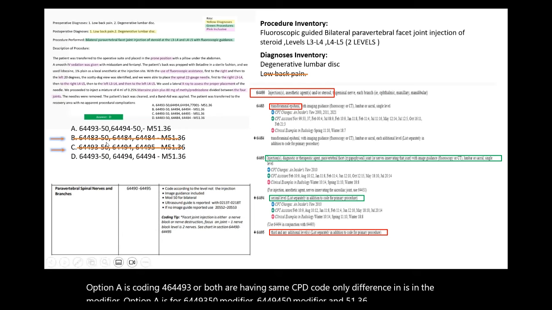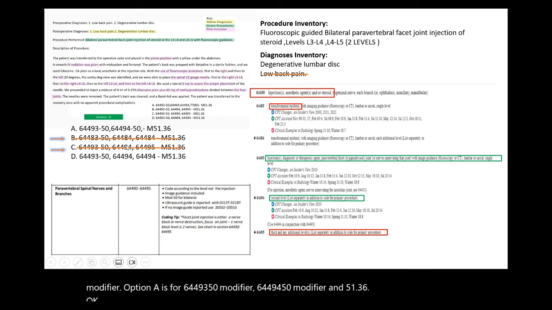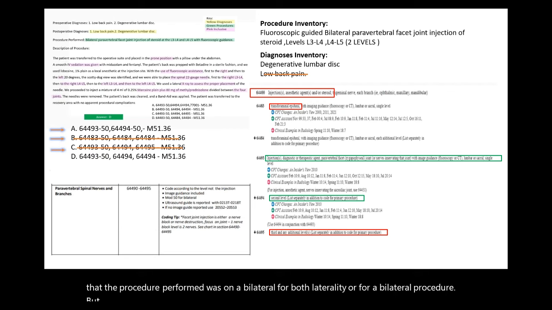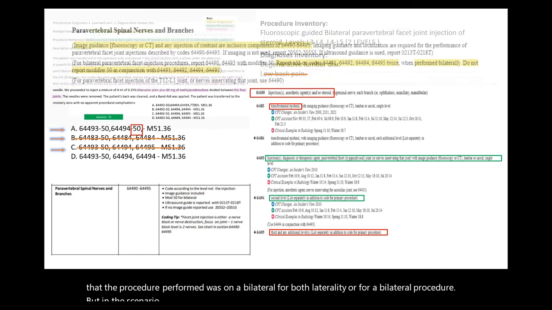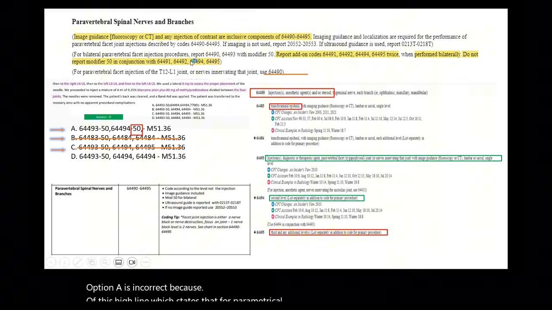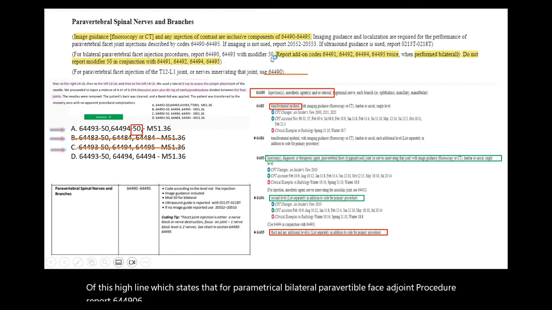Okay, so 64493, in normal circumstances, I can understand that a 50 modifier is used to indicate that the procedure performed was on both laterality, or for a bilateral procedure. But in this scenario, option A is incorrect because of this guideline, which states that for bilateral paravertebral facet joint procedure, report 64490, 64493 with a 50 modifier.